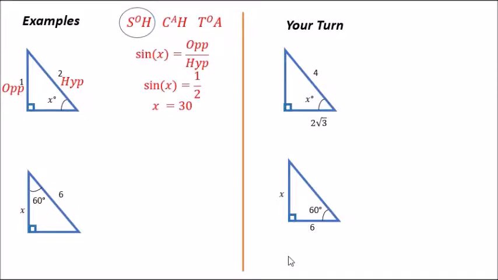Okay, so we had our opposite side here, we had our hypotenuse here, therefore we're going to use sine. So sine of x is equal to opposite over hypotenuse, so sine of x is equal to a half. Now one of our exact values for sine is sine 30 equals a half, therefore x would have to be 30 in this case. Now I'm going to go through the second example, this time to find a missing side.